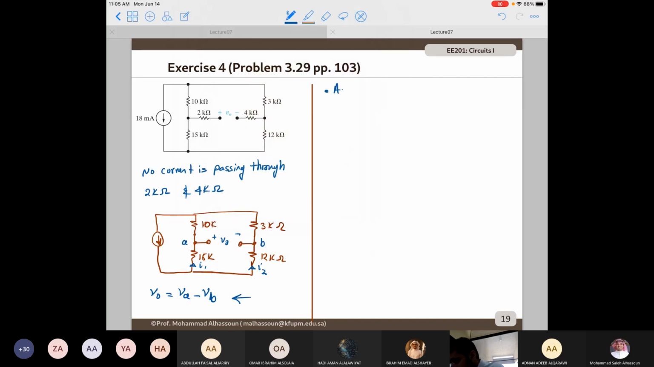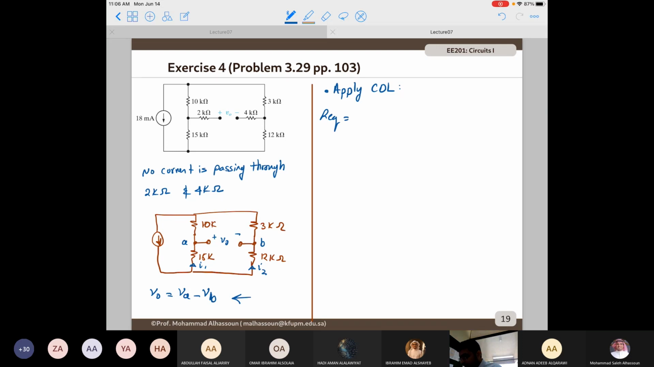So if I apply the current divider law, first of all, the equivalent resistance is going to be 15 plus 10, they are connected in series. 12 plus 3, they are connected in series. And the series combinations are in parallel.